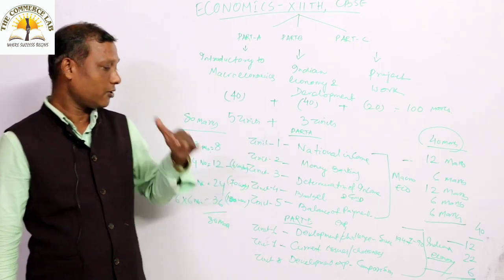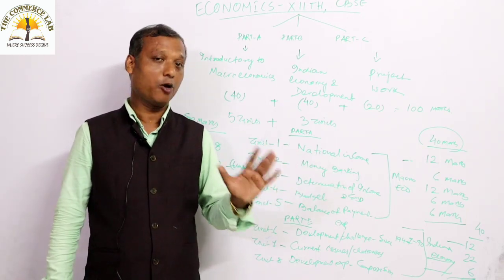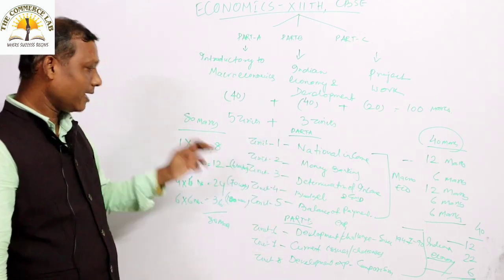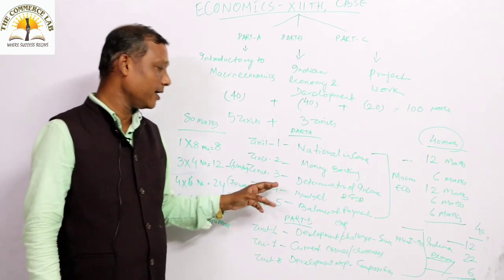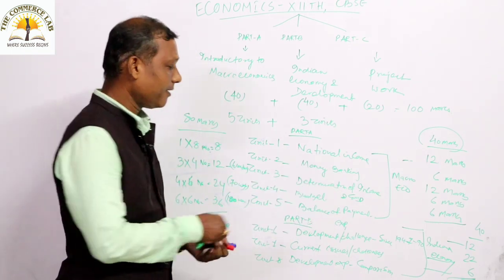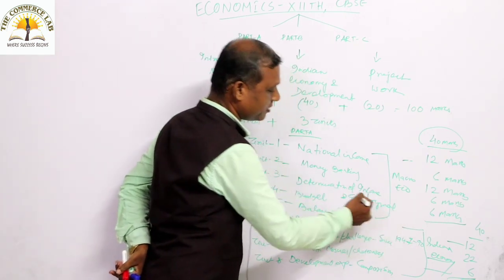We will study over there. So your chapter 2 will be coming up, your money and banking. I hope you understood. Money plus banking, chapter 2. Then we will go to chapter 3, unit 3. We will discuss determination of income and employment. That is your chapter 3.